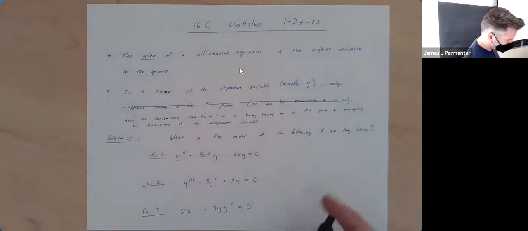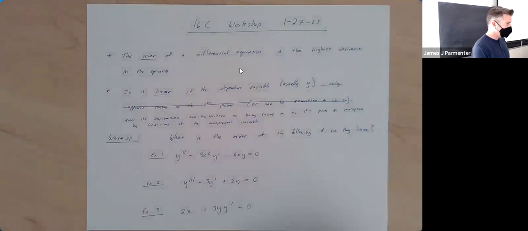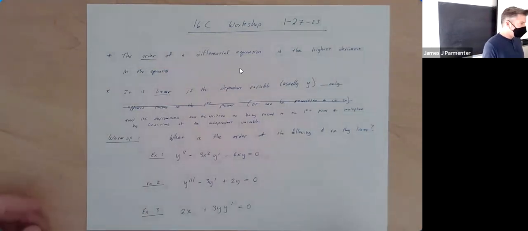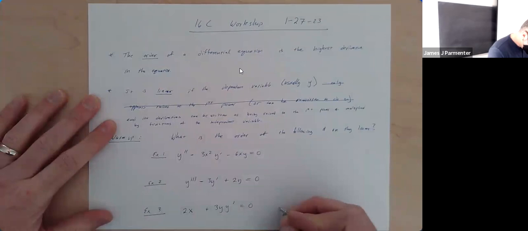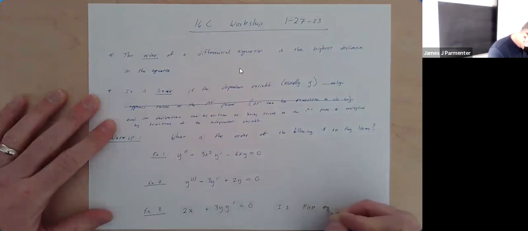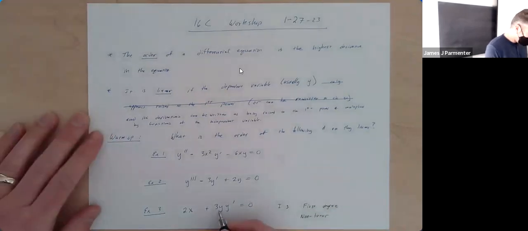Because even though you have y to the first and y prime to the first, them being multiplied by each other is problematic. So to be linear, you really have to have each derivative of y only multiplied by maybe functions of x or constants, but not another y thing. So this example here is first degree, but it is non-linear because of the 3y times y prime there.